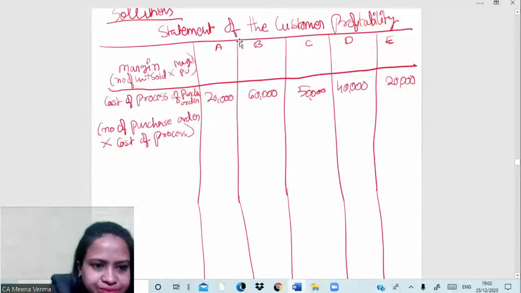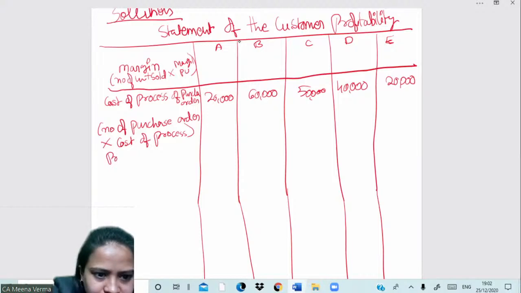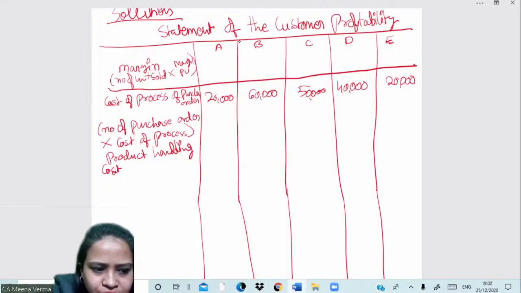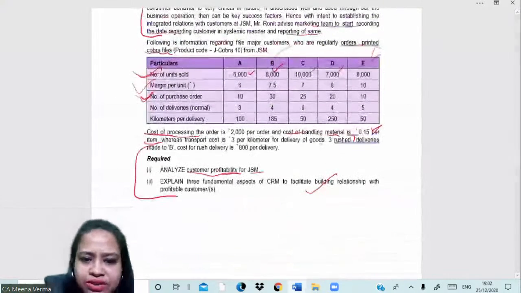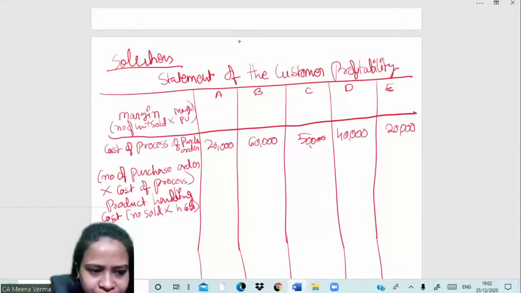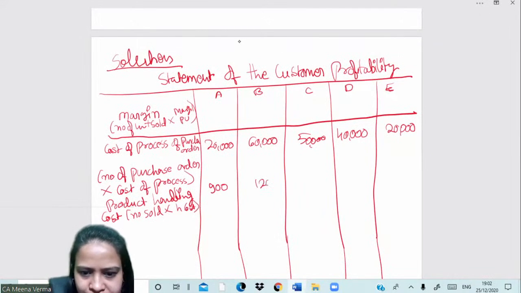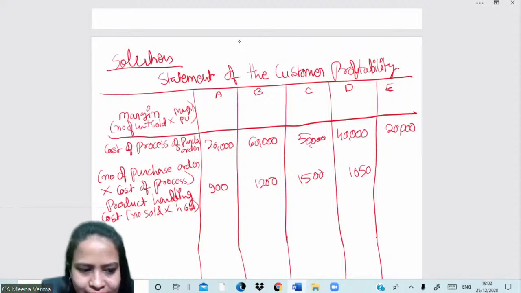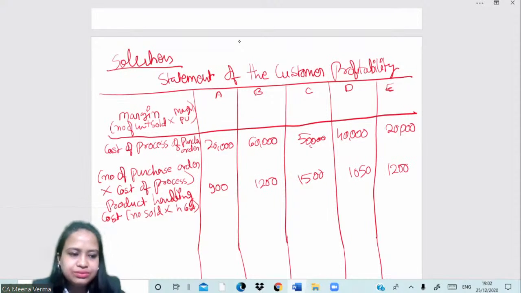So I'm writing it here: product handling cost. What is the product handling cost? We have the number of units sold into the handling cost, multiply them. How will you calculate? You will multiply 0.15 with this, 0.15 with that, and accordingly you will get the values: 900, 1200, 1500, 1050, and so on.